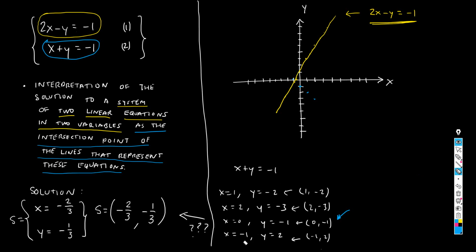And I think I also made a mistake in here. Did I? Minus 1 comma 2. Okay, it's fine. I'm checking because I think I made a mistake, but I'm just checking. 1 comma minus 2, 2 comma minus 3. Okay, these points are fine. 0 comma minus 1. Okay, and then minus 1 comma 2. I think this one is wrong. I don't know why. Okay, let me check this one in a moment, guys. I'm getting confused, but these points are correct. These points are correct.